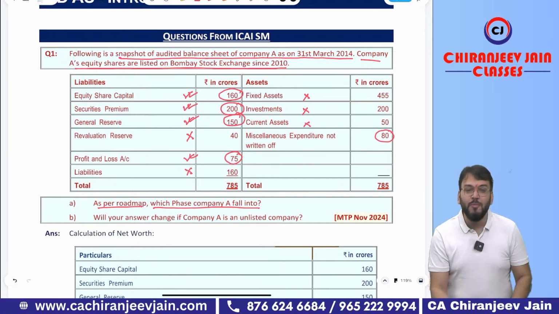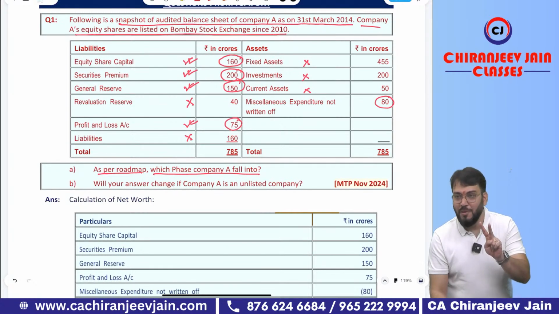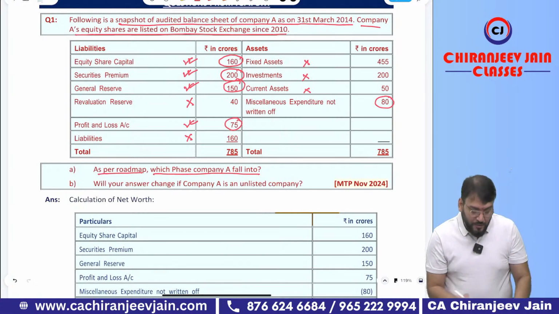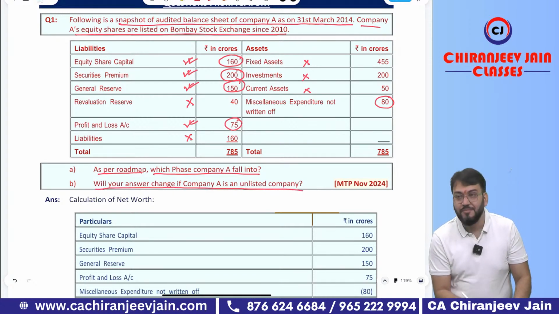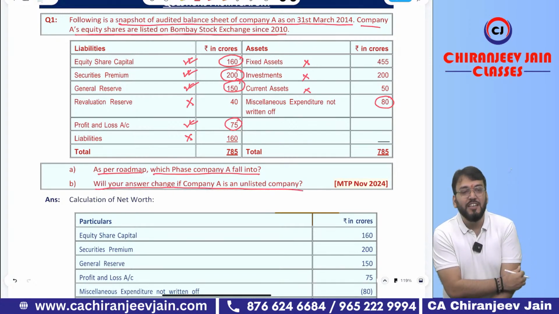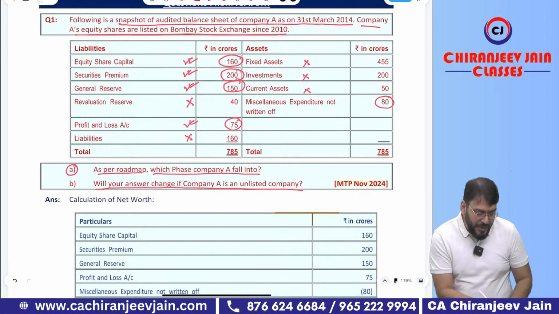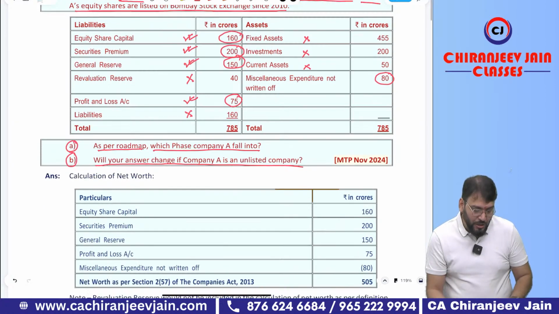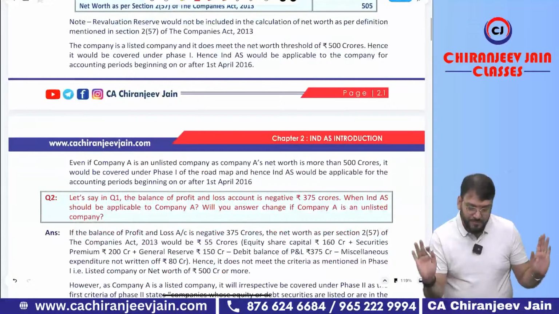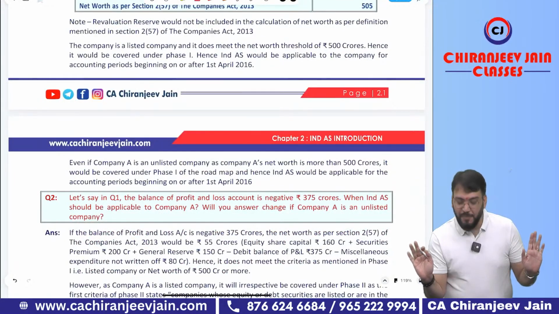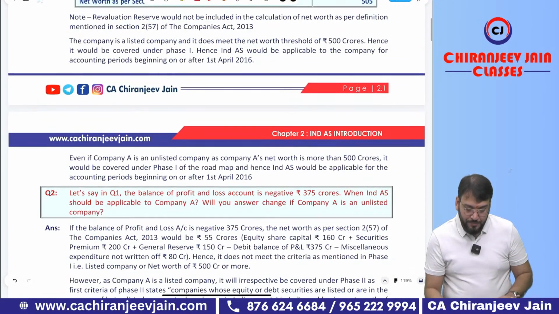Phase 1. So you got 2 marks MCQs. This type of question can come. One more question asks, will your answer change if the company is an unlisted company? If it is an unlisted company, does your answer remain the same or different? It is the same only. So point number A, point number B, you have understood. Now you can read the answer whenever you have time. Nothing to explain. Can we move?